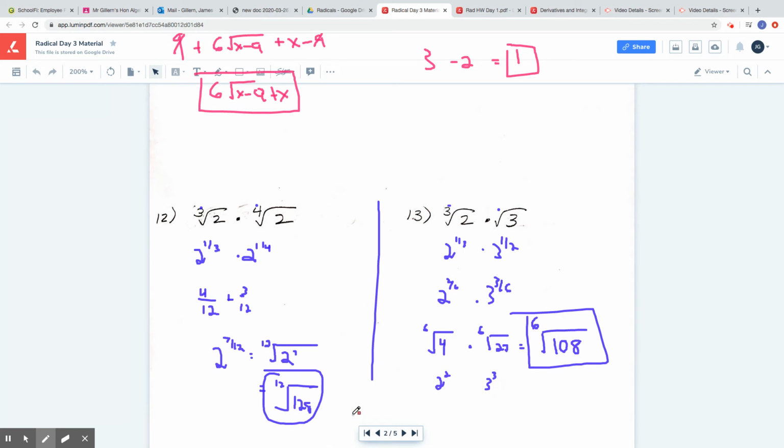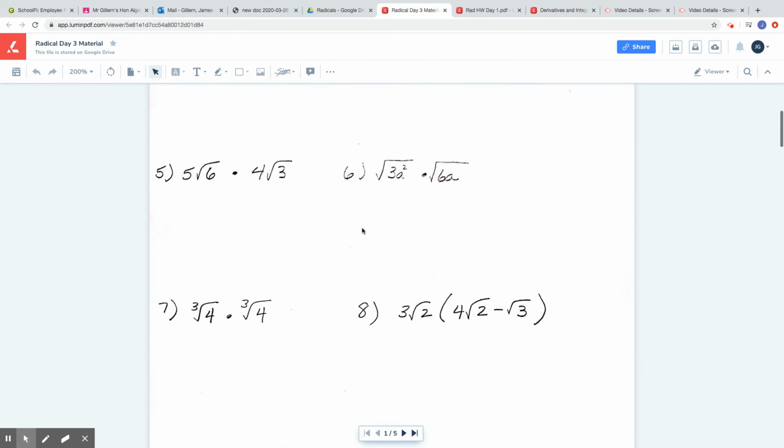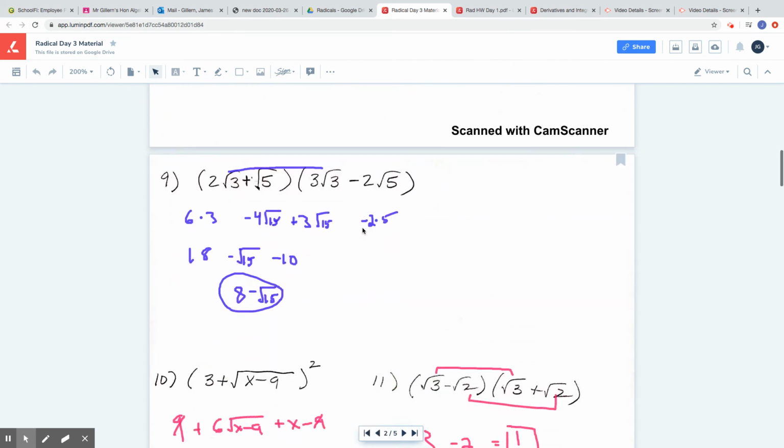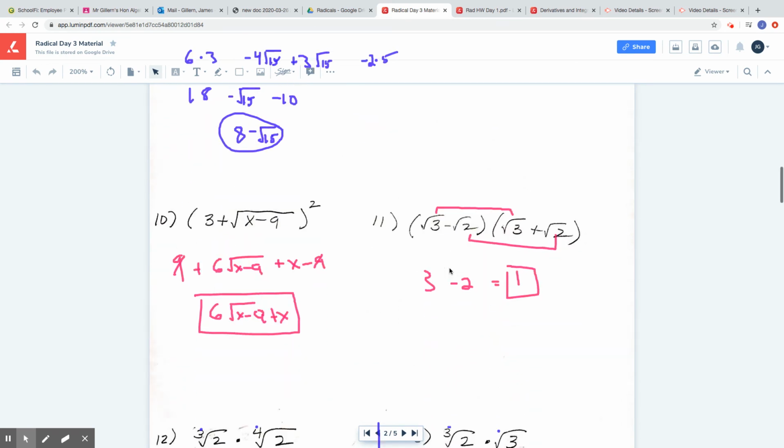All right, so that is our notes on adding, subtracting, and multiplying. Remember, when you're adding, you need to have the same number underneath the radical. If it's not the same, then you have to make it the same. And with multiplication, you just do outsides by outsides, insides by insides.